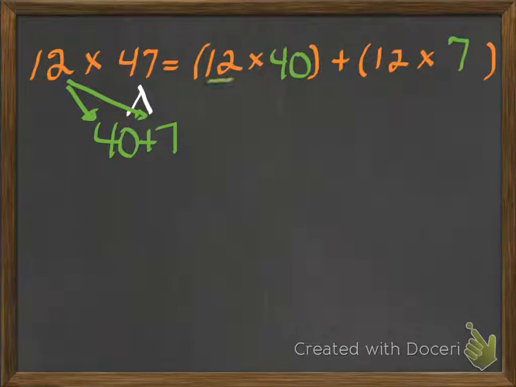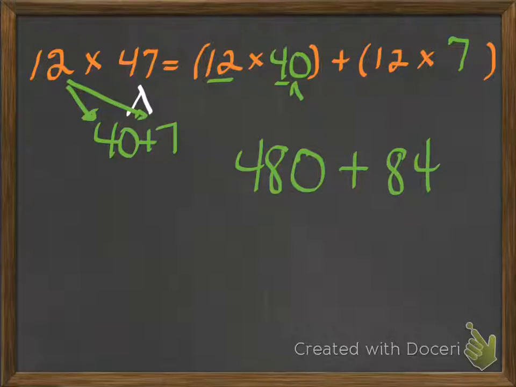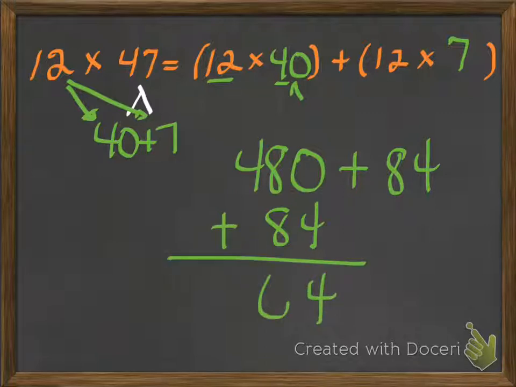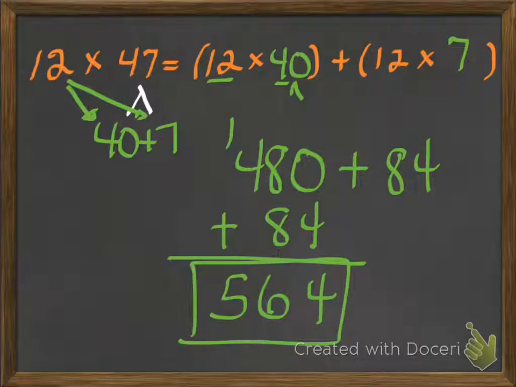All right, 12 times 4 is 48. Tack on that 0. Then I'm going to add on 12 times 7. 12 times 7 is 84. Now I have 480 plus 84, and if I need to, I could just rewrite it like that. That's okay. And then add it up. 16, carry the 1, and I get 564 is my answer.